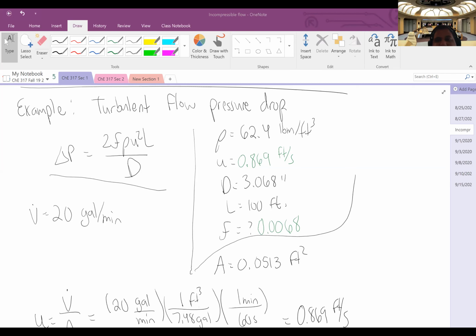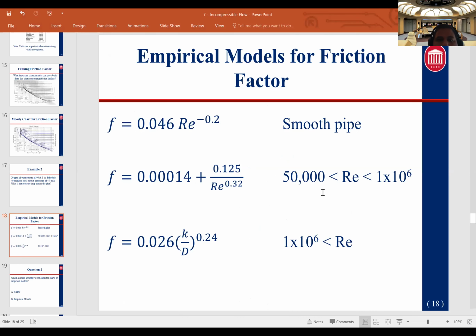One other thing to consider when we're looking at these systems is, as the charts are very difficult to read, empirical models have been developed to estimate your friction factor for certain subsections of Reynolds number, where we see for smooth pipe, we can use the top expression. For the middle, we can use the middle expression. For high Reynolds number, we can estimate it solely by this bottom expression.